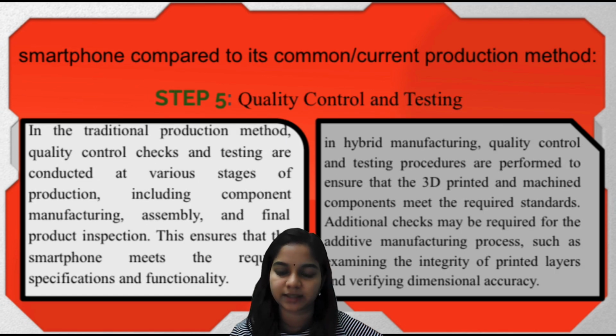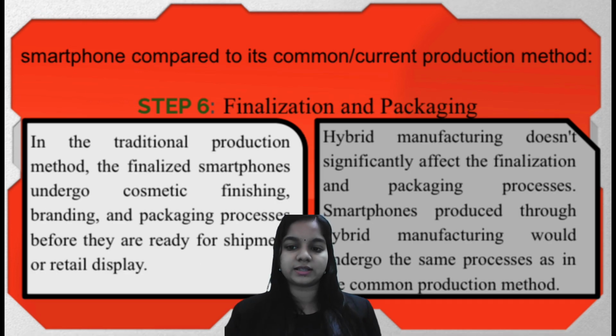The last steps are step 5, testing and quality assurance after assembly. The electronic product undergoes rigorous testing and quality assurance, which can be time consuming and expensive, especially for small production runs or prototypes. Step 6 is finalizing and packaging for a smartphone compared to its common or current production method.